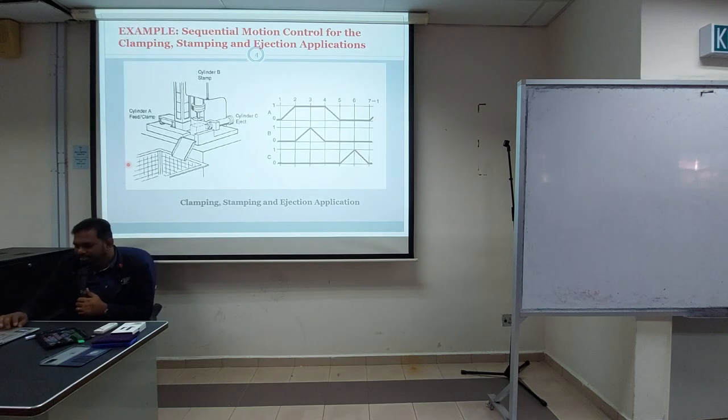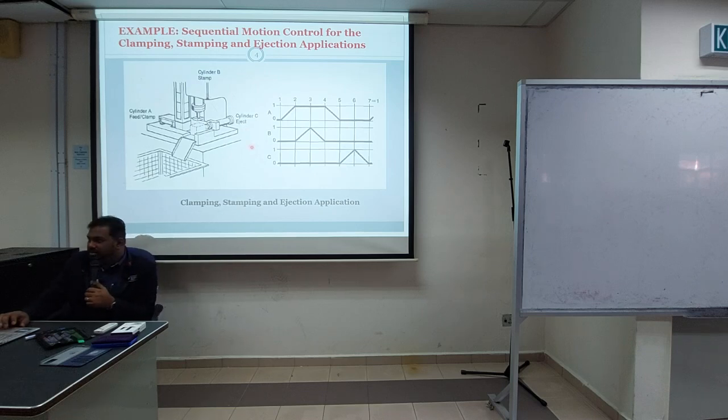Okay, example. Boleh tengok dekat sini ada gambar ni. Dari gambar ni, boleh tahu tak apa yang dia buat? Dan dekat industri memang biasa ada macam ni. Saya tengok cylinder A is to feed and clamp, cylinder B is to stamp, cylinder C untuk eject. So maksudnya ada 3 silinder.